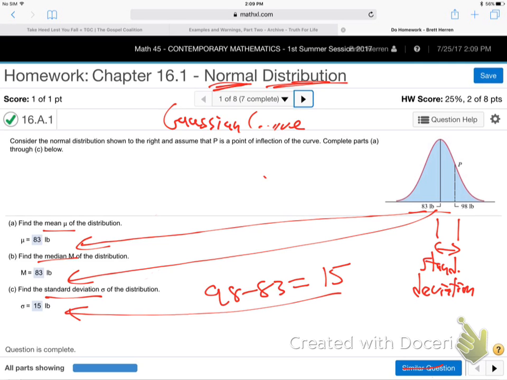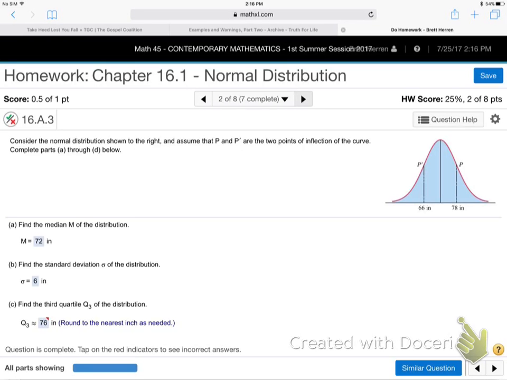Now, what does that mean? And we'll get into that. But for now, that's all they want you to do, is subtract those two numbers. All right, I'll move on to number 2, getting us warmed up and comfortable with the standard normal Gaussian bell-shaped curve.